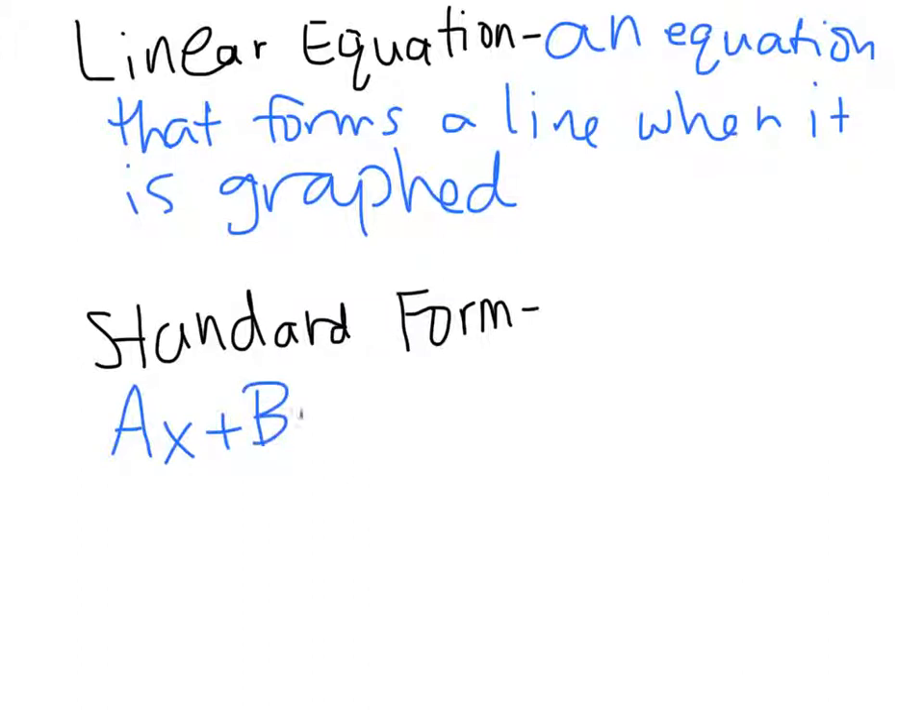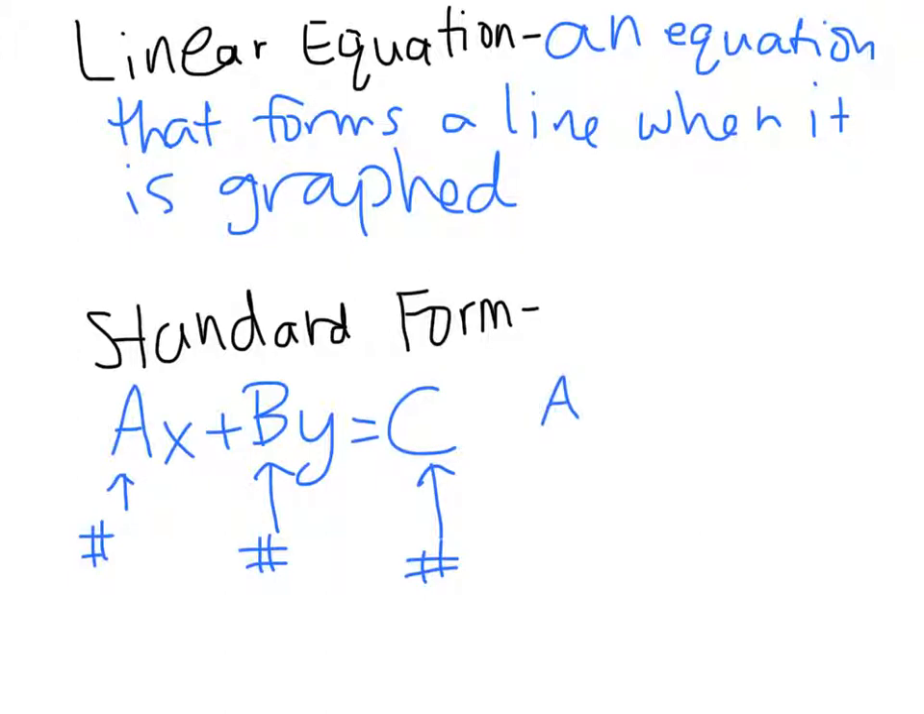AX plus BY equals C. And so A is going to be a number value, B is going to be a number value, and C is going to be a number value. Now, it's okay if some of those are zeros, but here's our rule: A and B are not both zero. One of them can be zero, but both of them cannot be zero. And it's okay if C is zero, but A and B cannot both be zero. Otherwise, our equation is just C, and that's kind of weird.